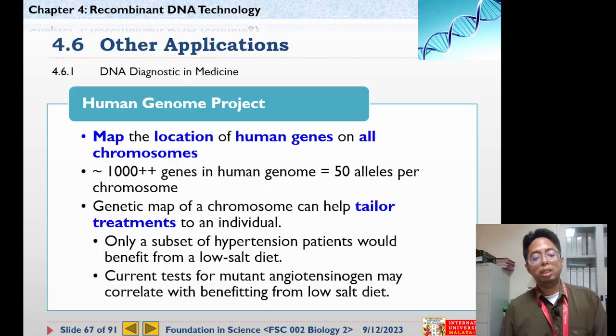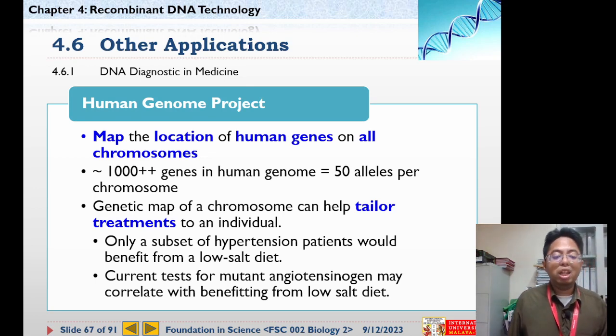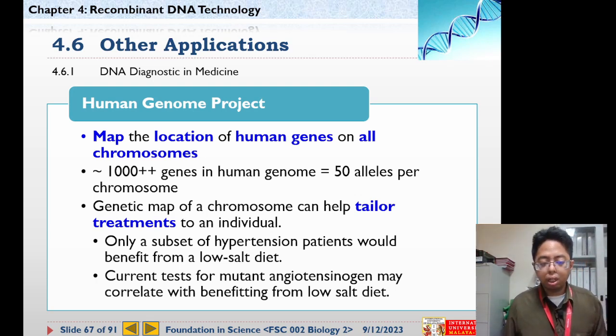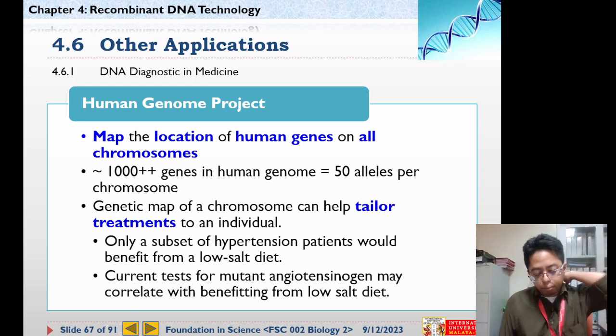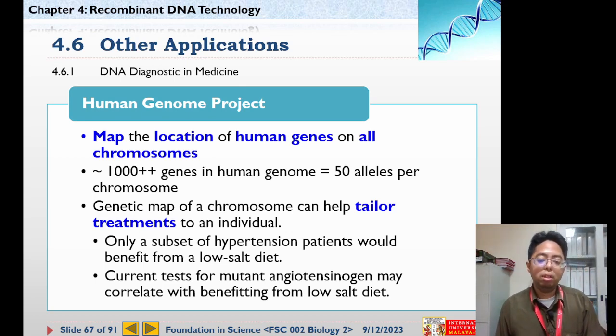Next, DNA diagnosis in medicine. We have a big project called the Human Genome Project. It is a project that aims to map the location of all human genes in all chromosomes of humans. In the human genome, we have more than 1,000 genes, and there are 50 alleles per chromosome. So that means the human DNA is actually very, very vast. A genetic map of chromosomes can help tailor treatments to an individual. That means if you can see what kind of disease is in that person, you can make a treatment just for the person.